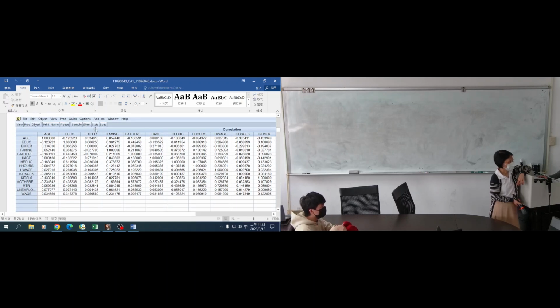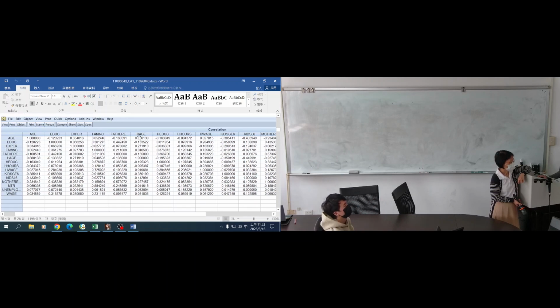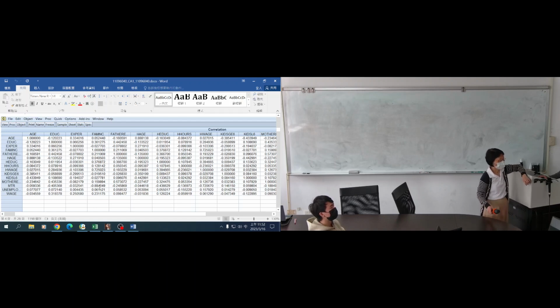For the pairwise, I use the whole sample. I forgot to change it into the one with conditions, but I found the correlation between age and husband age is quite high, and family income with husband wage is also quite high. The other one is MTR with family income, which has a negative correlation.